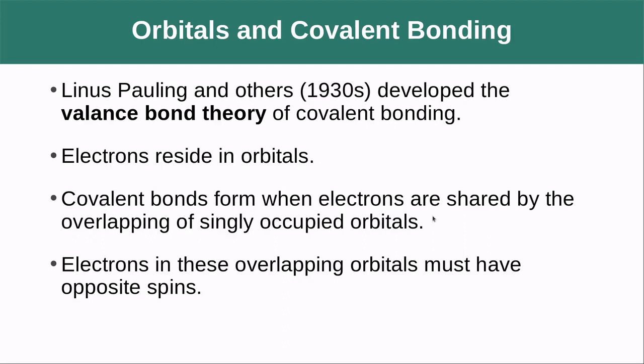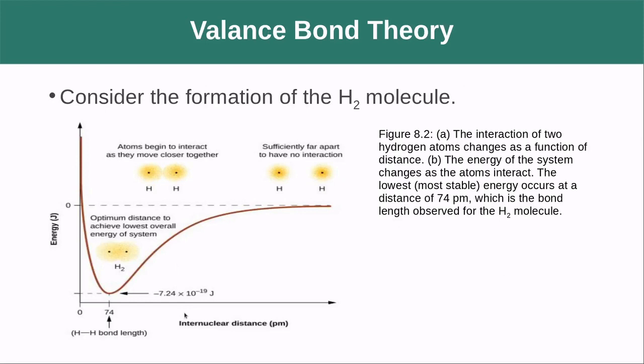Covalent bonds form when electrons are shared by the overlapping of singly occupied orbitals. Electrons in these overlapping orbitals must have opposite spins. So if you think about the formation of a bond in H2, if this is the distance between the two nuclei, at some optimal point, the energy will be at its lowest, and this will be the bond distance that it wants to have.